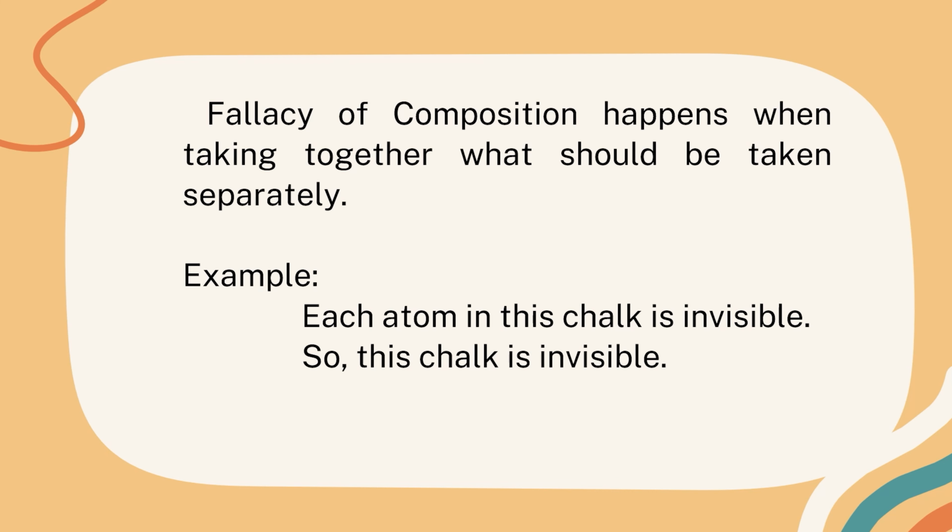The fallacy of composition occurs when one erroneously infers that because individual parts of something possess a certain characteristic, the whole must also have that same characteristic. In the example provided, it is incorrect to conclude that the entire chalk is invisible just because its individual atoms are. This fallacy emphasizes the need to differentiate between the properties of parts and the whole when making arguments, as they can differ significantly and assumptions based on composition can lead to misleading or false conclusions.